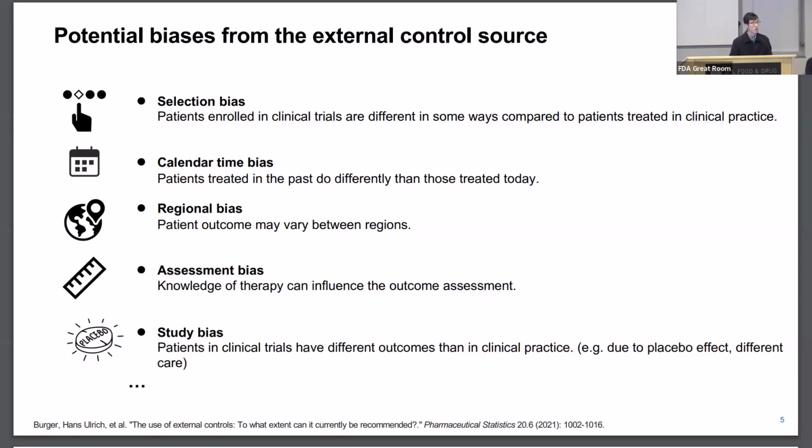Assessment bias, knowledge of therapy that can influence the outcome assessment. And study bias would be patients in clinical trials have different outcomes than in clinical practice, for example, placebo effect or different care. As I mentioned, this is not an exhaustive list, so there are other biases that you also need to consider. I think the FDA also had a guidance that provides some knowledge about these potential biases, but framed more under the design setting, which is also very important in terms of how to think about these biases.